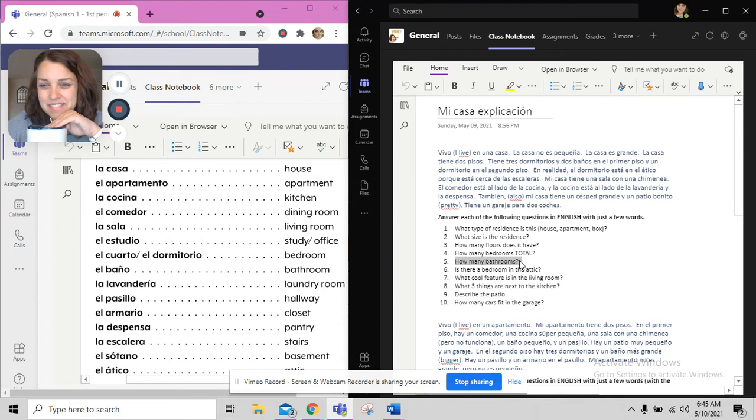Number 5 says, how many bathrooms? So we have el baño. There's a bathroom. So then we have to figure out how many times I used this word. For this description, it was only right here. It doesn't say total all in caps, so that one's probably not going to be tricking you, you know? So here's your answer there.